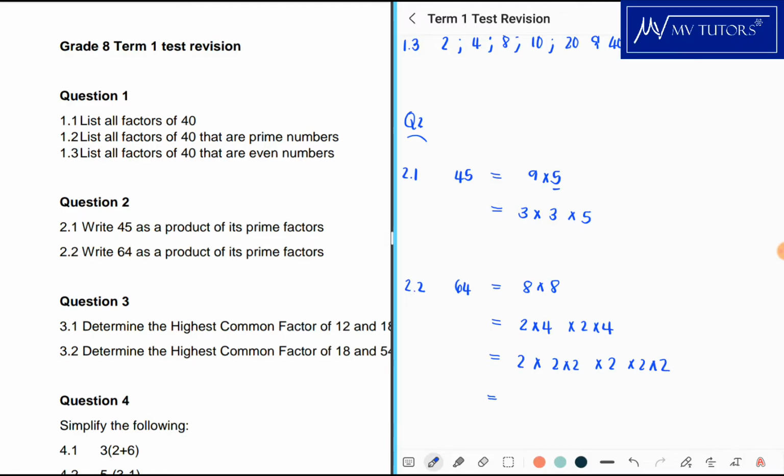If you've done exponents, you can probably leave it like this, or you could say 2 to the power 1, 2, 3, 4, 5, 6. 2 to the power 6. Even this one, they didn't ask you to write it as an exponent, so it's fine. You can leave it as 2 times 2 times 2 times 2 times 2 times 2. Or you could write it as 2 to the power 6. Even here, you could have said 3 to the power 2 times 5. But this should be sufficient. And we are done with question 2.